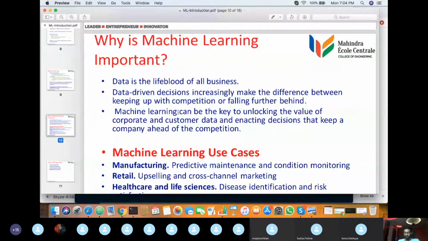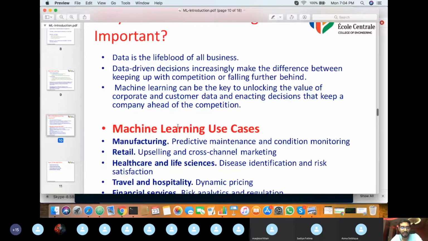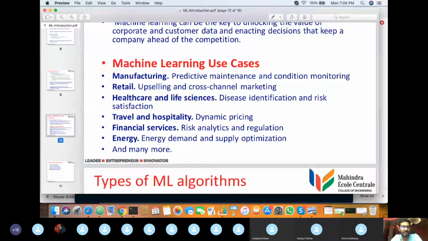That's basically the use of machine learning. And the use cases, where exactly do we use machine learning? We use it in various fields like manufacturing, retail, healthcare and life sciences, travel and hospitality, financial services, energy. So, for example, stock markets. You want to understand demand and supply of retail products, and how to put forward cross channel marketing, targeted marketing. In healthcare and life sciences, it's disease identification and risk stratification, something like that.